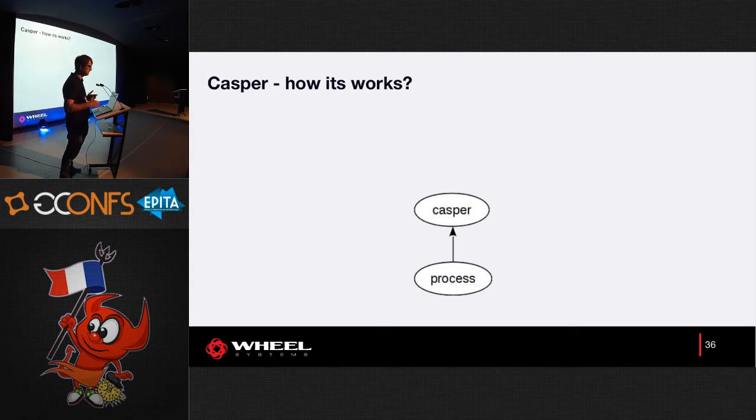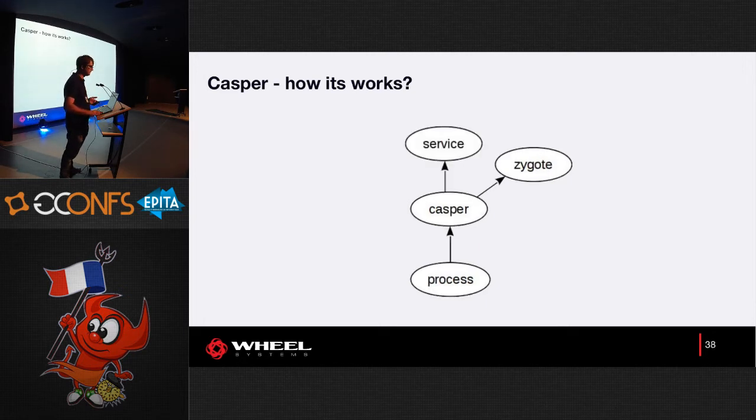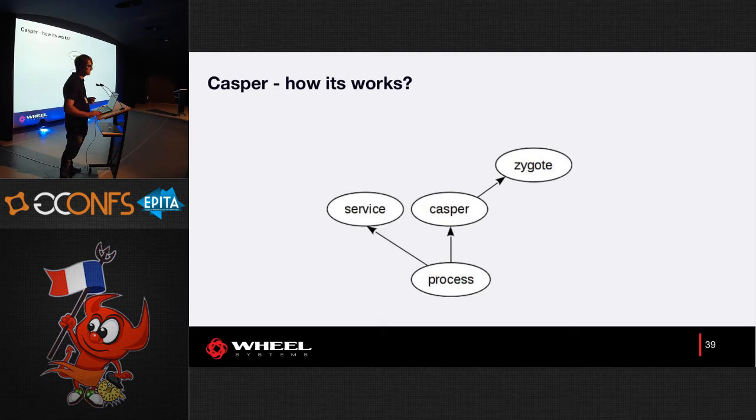But before that, Casper is also forking a second time, the so-called Zygote. Zygote is a very lightweight process that will be used to create new services for our programs. So now when we call cap_service_open, for example, to open the DNS service, we will clone the Zygote and create a service from it. And after that, Casper will pass us the connection to the service.